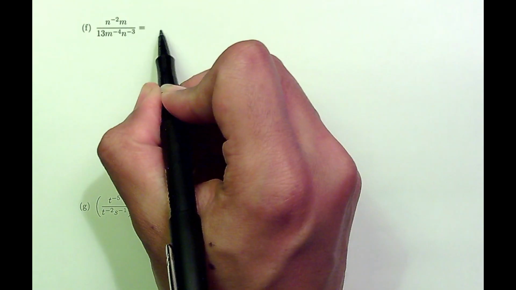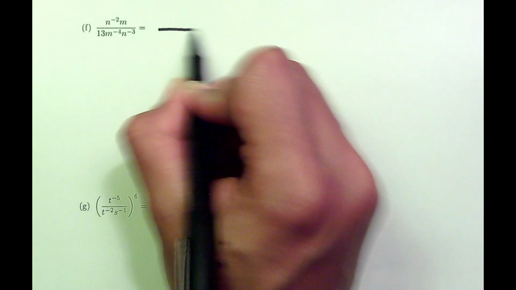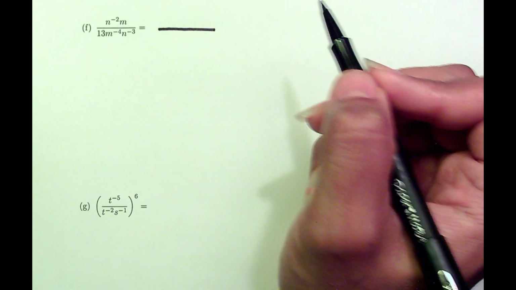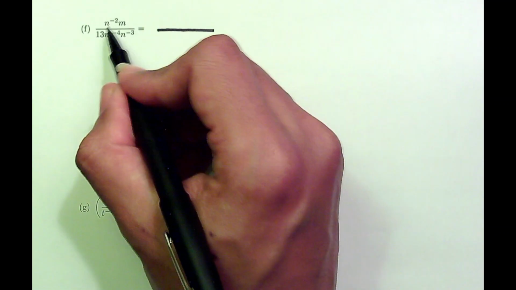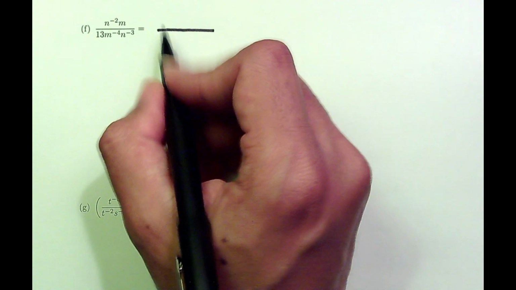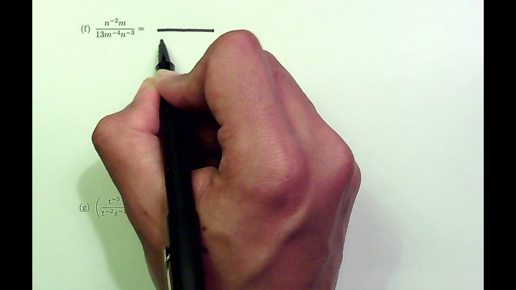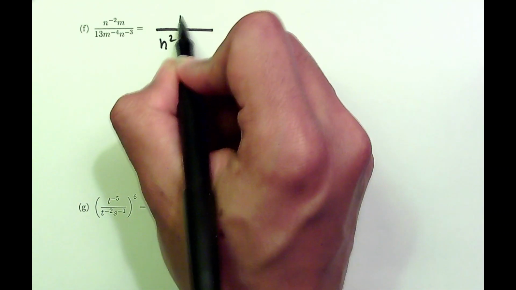So you have n to the negative 2, m over 13, m to the negative 4, n to the negative 3. Okay, so things that have negative exponents switch places. Let's start with the top. On the top, the n to the negative 2 has a negative exponent, so that goes to the bottom. Move it to the bottom with a positive exponent. The m doesn't have a negative exponent, so it stays on top. It stays put where it is. So that takes care of the top.